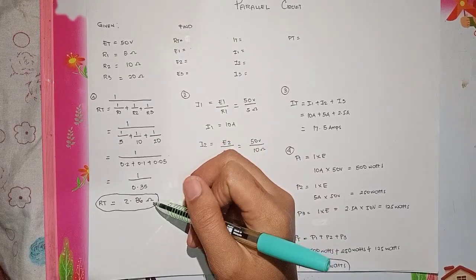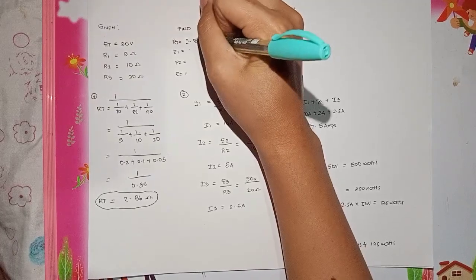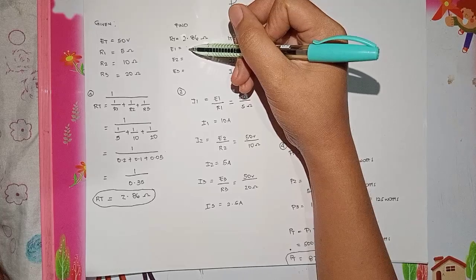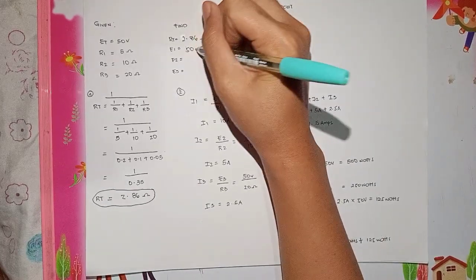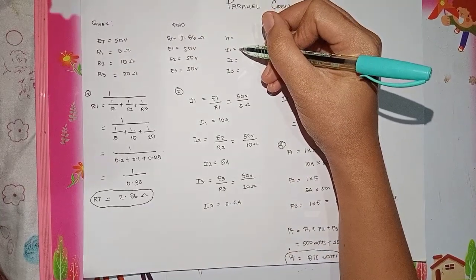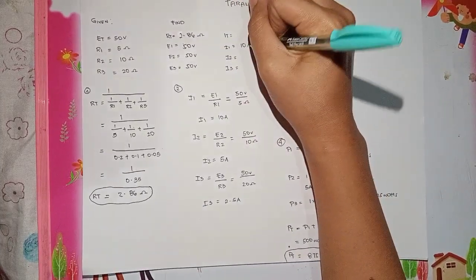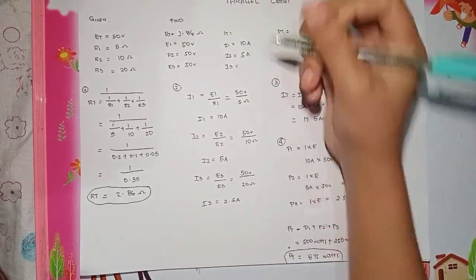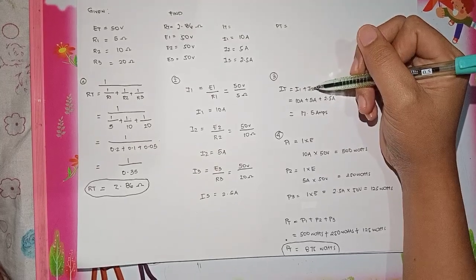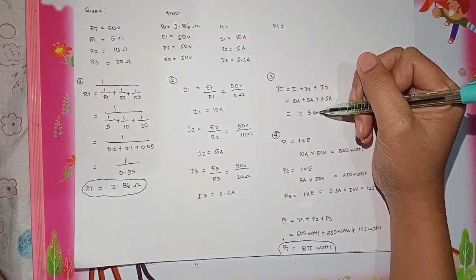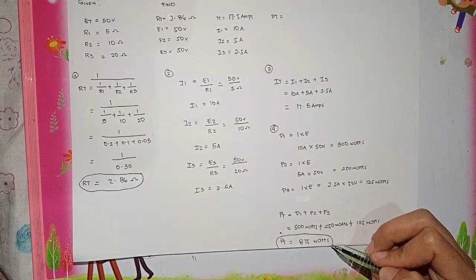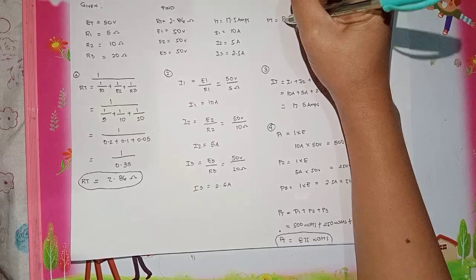The total resistance is 2.86 ohms and our voltage is 50 volts. Current 1 is 10 amps, current 2 is 5 amps, current 3 is 2.5 amps. So then let's add them: 17.5 amps. The total power is 875 watts.